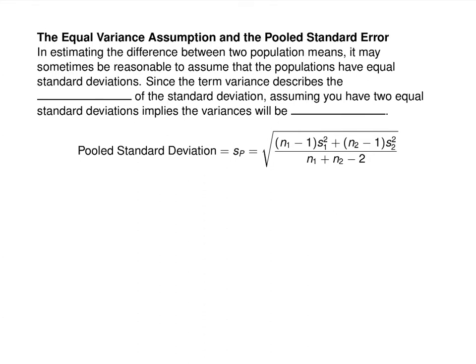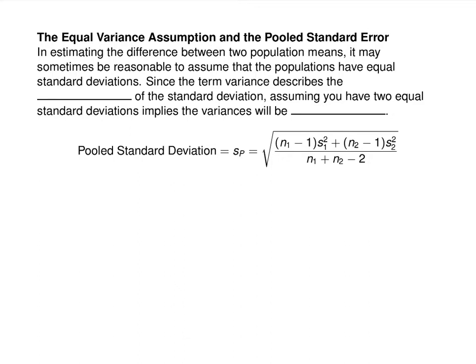Now, sometimes it can be quite helpful, because you have taken measurements from 2 different groups, to put your groups together and think about them as one group. The way you can do that is to make an equal variance assumption and then use something called the pooled standard error. So it may occasionally be reasonable to assume that the populations have equal standard deviations.